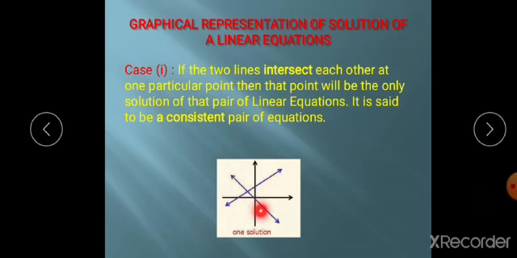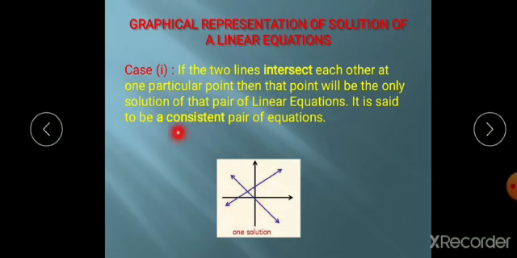In the same way, if you plot another equation and it intersects, then it is called intersecting at one point; these are intersecting lines. If the two lines intersect each other at one particular point, then that point is the only solution, because it has only one solution. From the graph, you can identify that it intersects at only one point. This is said to be consistent. What is the meaning of consistent? Consistent is nothing but having a solution. If this pair of linear equations has a solution, it is called consistent.